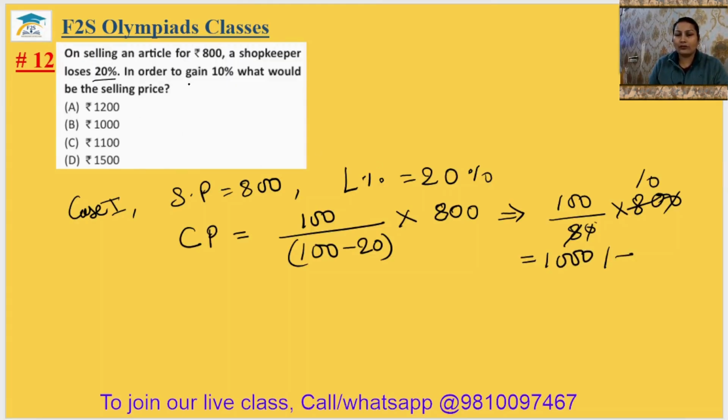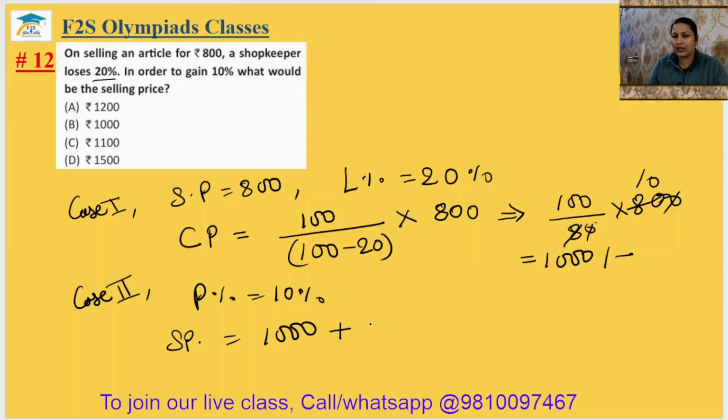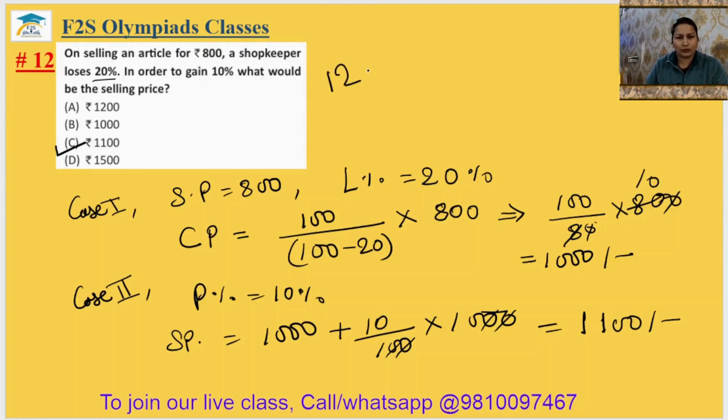So now we have to just find the selling price. The case 2, or condition 2, is that the profit percent should be 10%. So in this case SP will be your CP, that is 1000, plus 10% of CP. So 1 cancels, 10 tens are 100, it will be 1100. If the article is sold at rupees 1100, the shopkeeper can get 10% profit. The 12th answer will be option C.